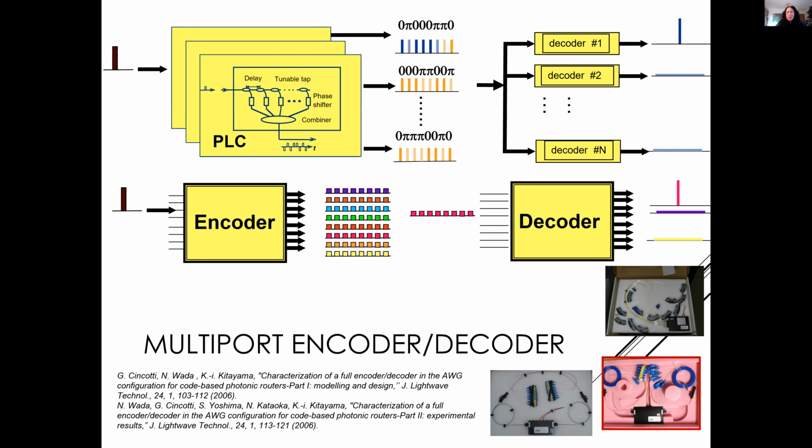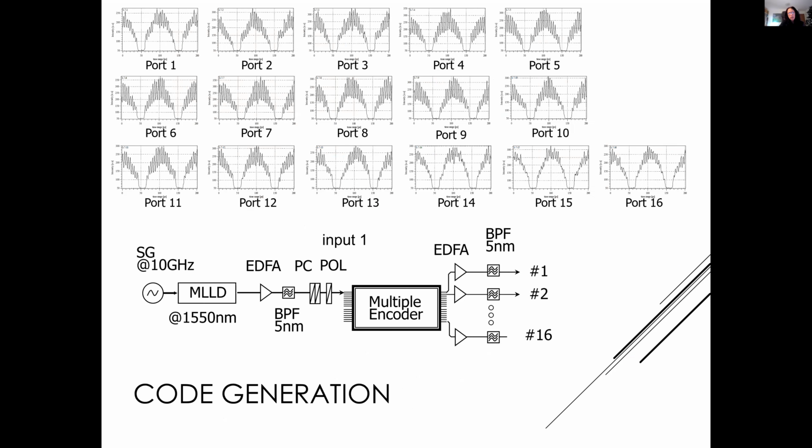Yeah. But since this is based on phase shifting the pulses, I assume it would be difficult to combine this with coherent detection at the same time as having the different codes. No, we have also mixed the coherent detection and the codes.